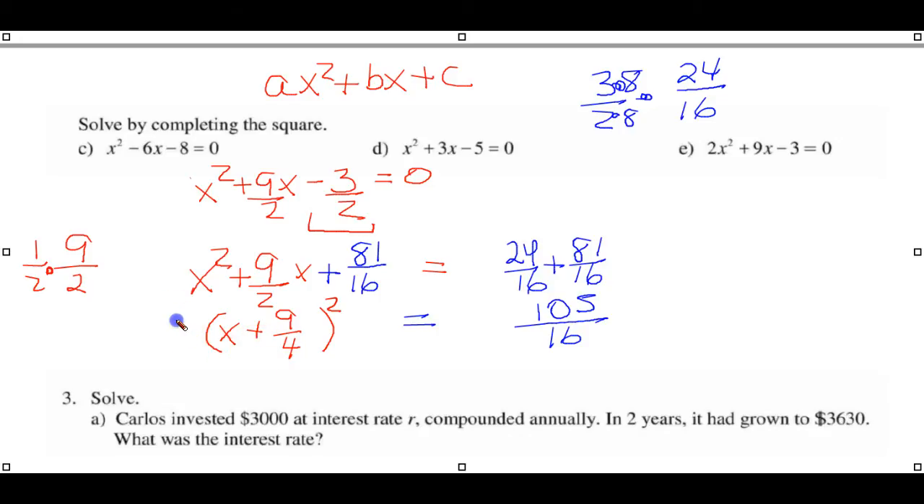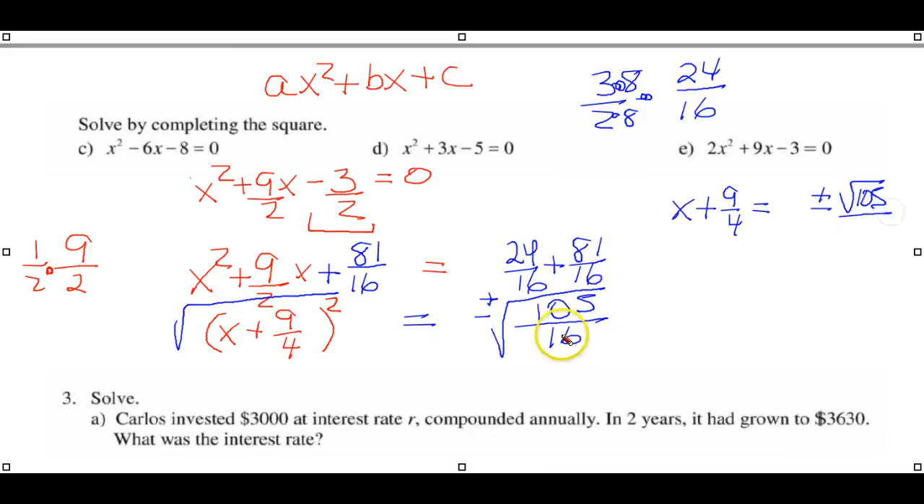So, we're going to take the square root of this, and then plus or minus the square root of this. So, let me put it up over here. I get x plus 9/4 equals plus or minus the square root of 105. Now, what is the square root of 16? 4. So I can do that.